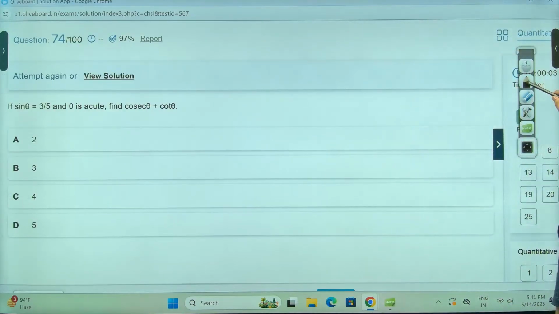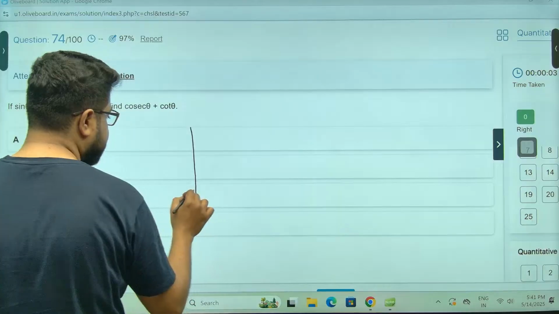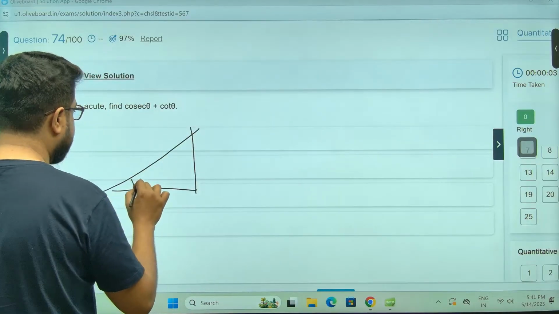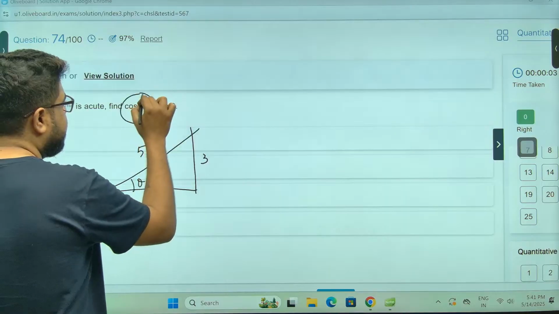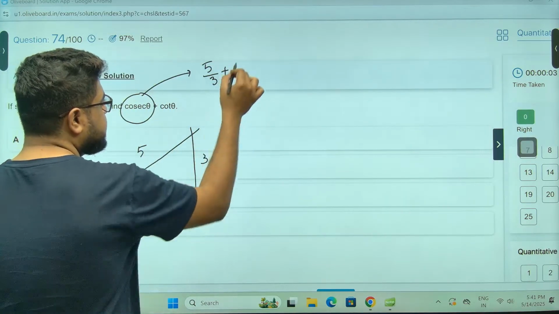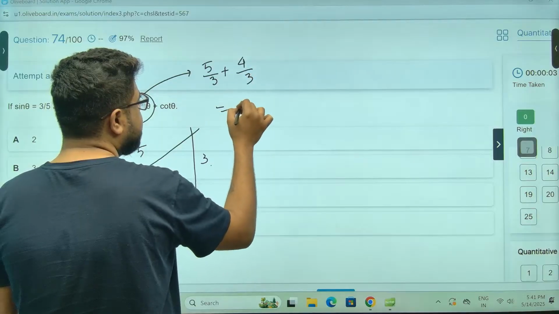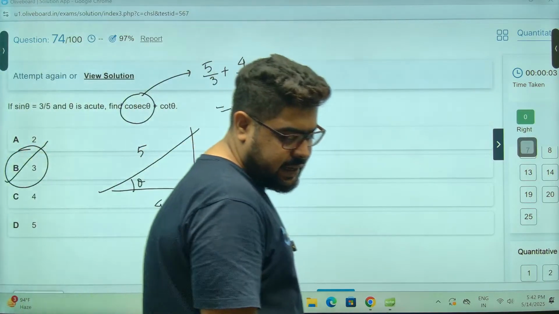Sir, sine is given to you. Cosec and cot they are asking. Sine is given, theta is this. Sine means this is 3, this is 5, this must be 4. Cosec will be 5 by 3, the opposite of sine. Cot is 4 by 3, sir. So this 3 is the answer. Option B is the correct answer.